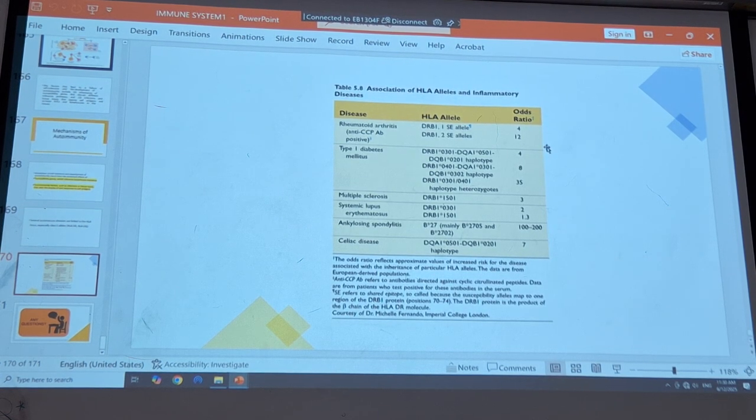I will not give any question from this table. I think it's difficult, but you should know it for your exams, maybe other exams.